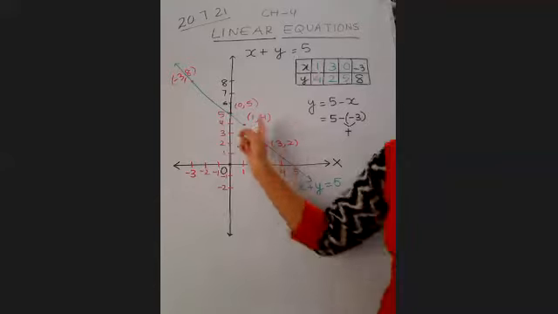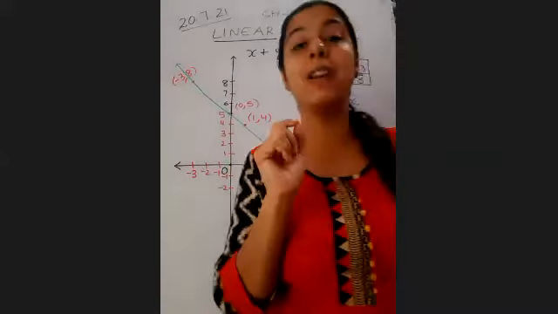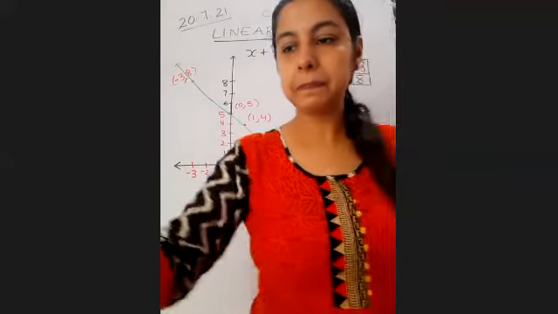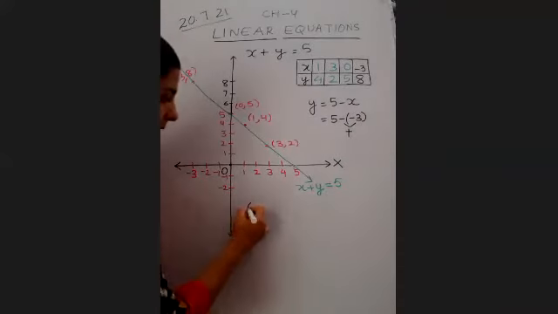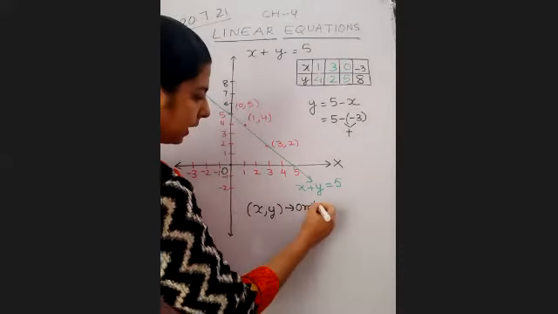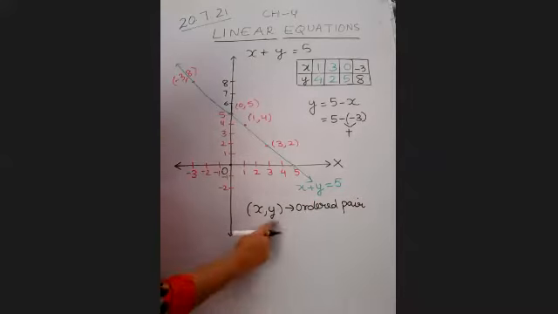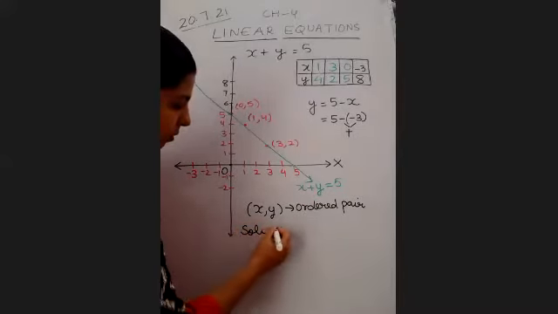Now, every point on this line is called a solution of the equation. What do we call it? Solution of the equation. x comma y. This is called an ordered pair. We have done this in coordinate geometry. This ordered pair x comma y is a solution of the given equation.